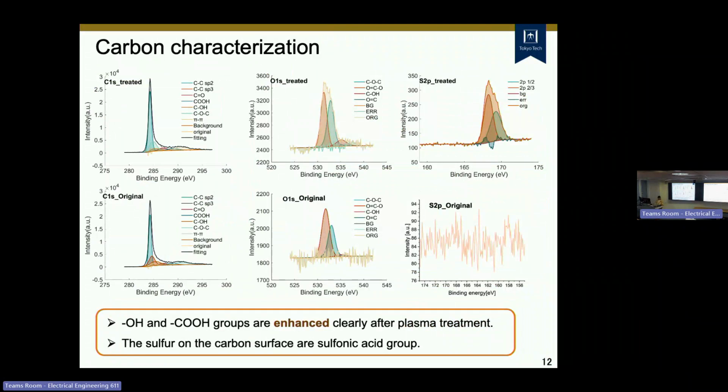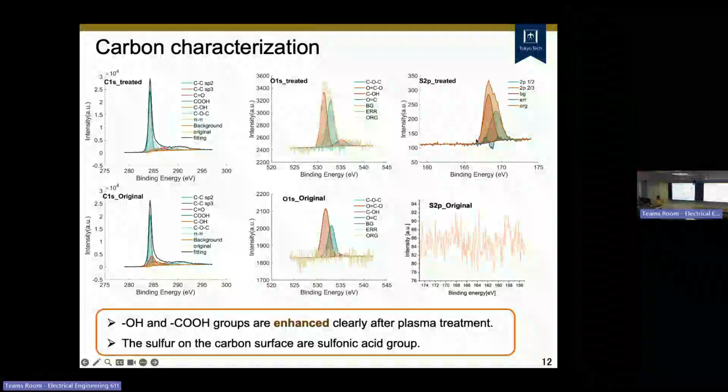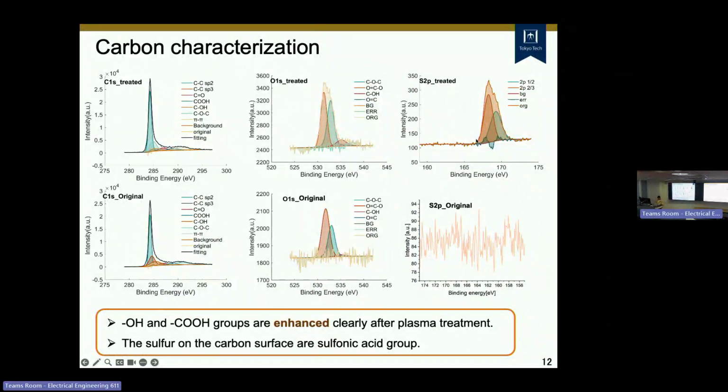And here it shows more detail of the elements on the carbon surface. The narrow scan in the XPS spectrum shows, firstly, that all the sulfur on the carbon surface is contributed by the sulfonic group production. And you can also see in this figure that in addition to the sulfonic group production, COH and OH groups are also generated by the plasma treatment.